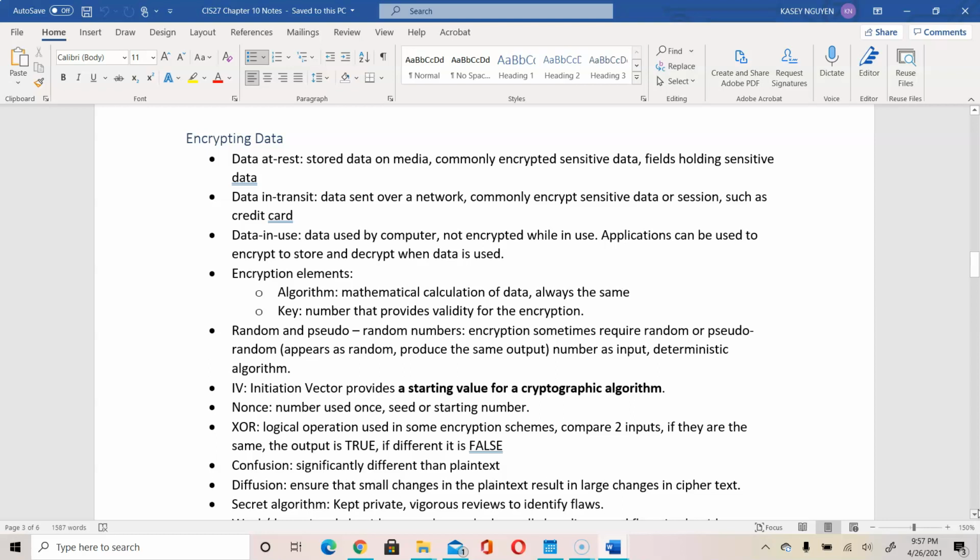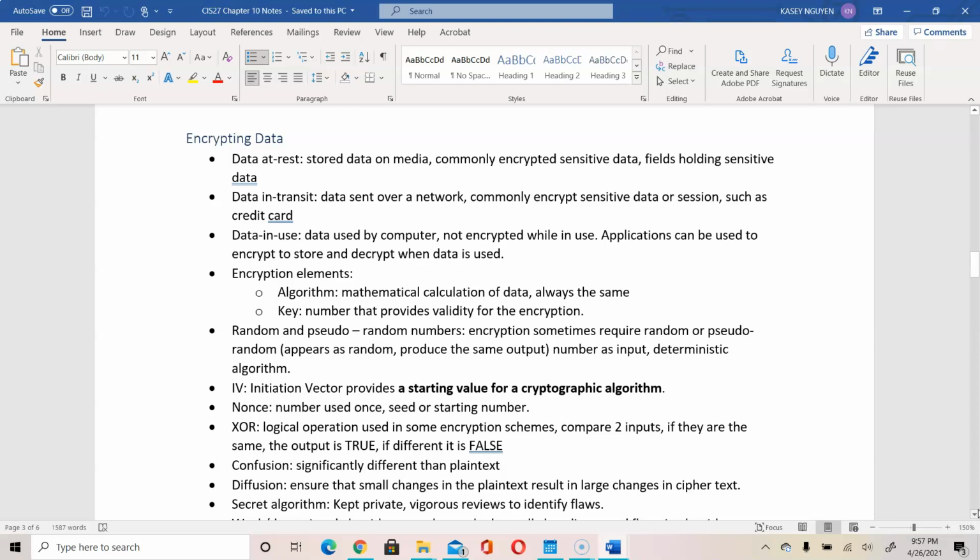So for the encryption elements, we have to look at two things. Number one is the algorithm, which is a mathematical calculation of the data. That's always going to be the same. Two is the key, the number or value that provides the validity of the encryption. The key also has length and bit size. In some cryptography, the algorithm would use multiple keys, like what we talked about, like RSA or PKI type of encryption.